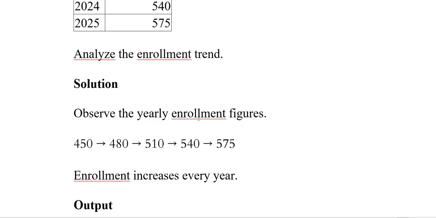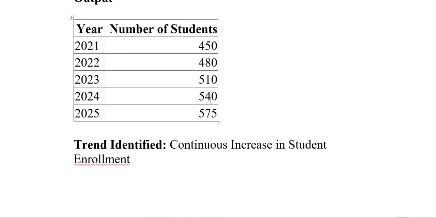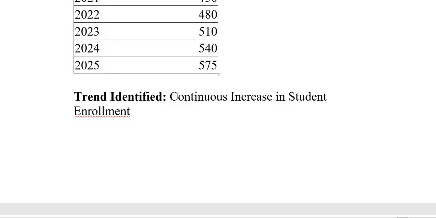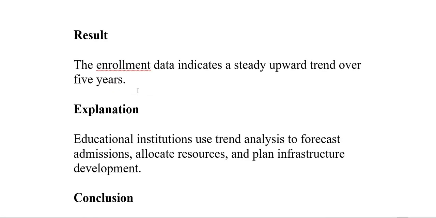Observe the earlier enrollment figures. We will see all the figures of enrollment: 450, 480, 510, 540, 575. It is increasing year by year. So the enrollment increases every year. So what will be our trend? The trend is a continuous increase in student enrollment. Students are continuously increasing in the school or college, right?